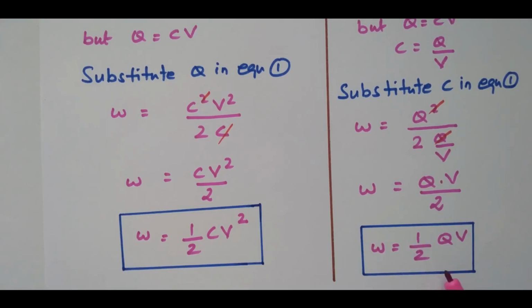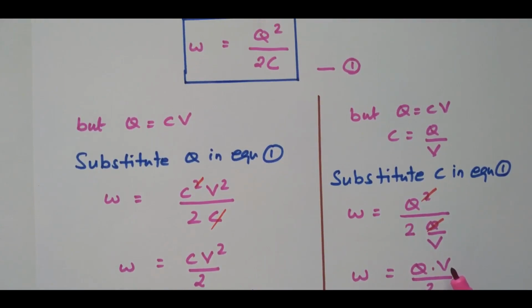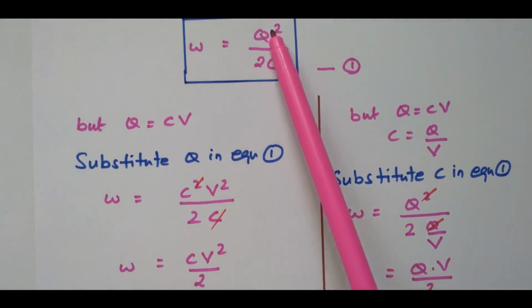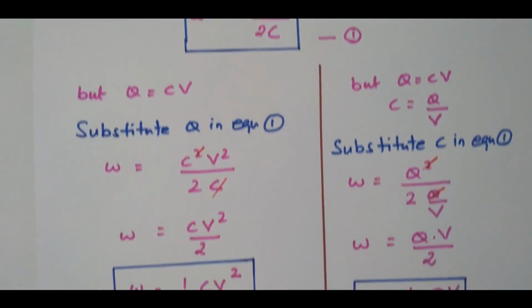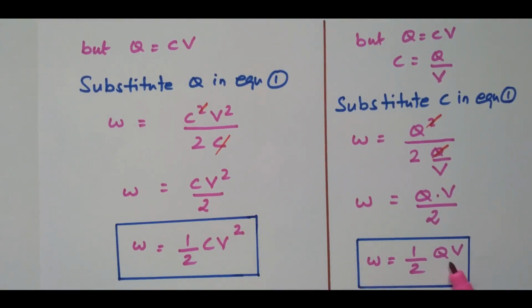So we have three different formulas available. According to the data, we can use any of these formulas for the energy stored in a capacitor: Q square divided by 2C, or half CV square, or half QV. Based on the data, we can use any one of these formulas.